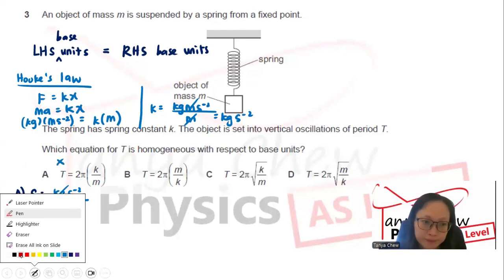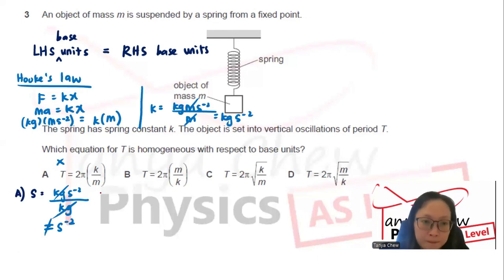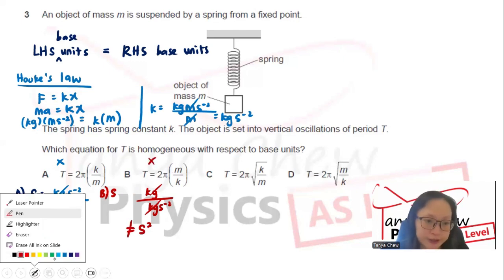What about B? Let me change the color of the pen. For B, the left-hand side unit is still second, so we don't have to worry about that. But the right-hand side unit, 2 pi, just ignore. Mass is kilogram, and K is kilogram per second square. I just cancel it off. I get second to the power of 2. So they are not equal. B cannot be the answer as well.